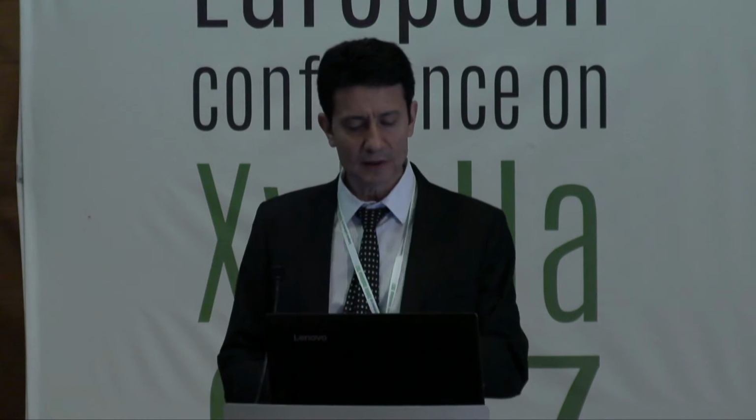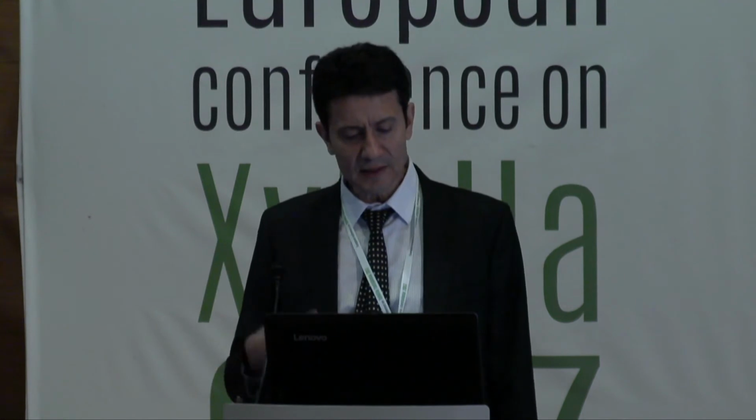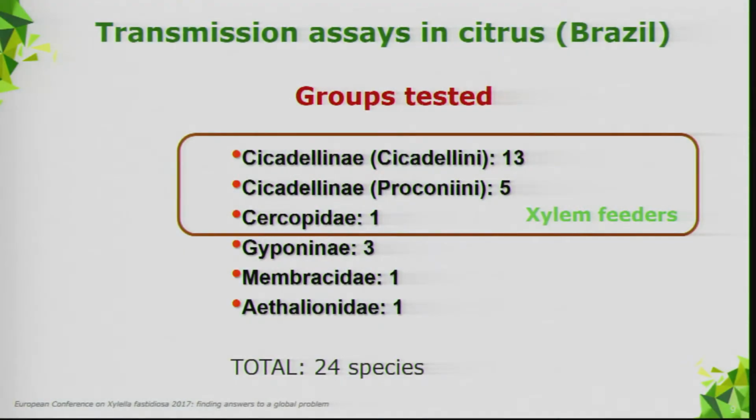So the xylem feeders were the only ones that transmitted, although we tested some species like Membracidae, Ialionidae, Gyponini as vectors. And not all of the species were shown to be vectors in these particular transmission assays. Like some of the sharpshooters tested did not transmit because the transmission rate is probably very low, or because they don't like the host plant, citrus. Like Cercopidae is a grass feeder that we tested, so it doesn't like citrus. So we were not able to demonstrate the transmission experimentally.